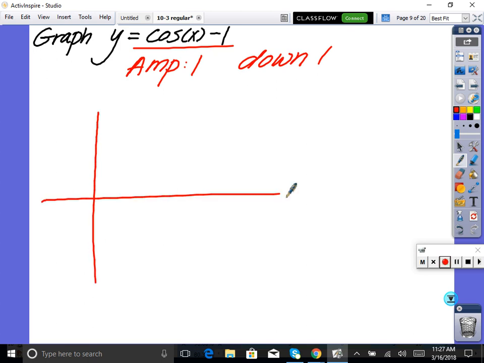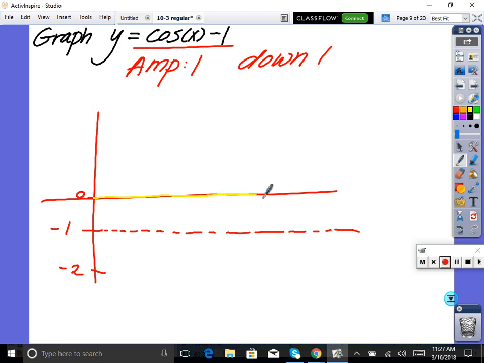So you would go like this. Okay, I'm going to draw it pretty big, everybody. So down 1 unit. There's my new midline. My amplitude is 1. Isn't that up 1 and down 1? So at 0 and at -2. Is everybody with me?